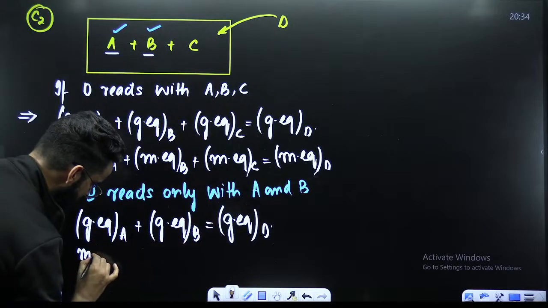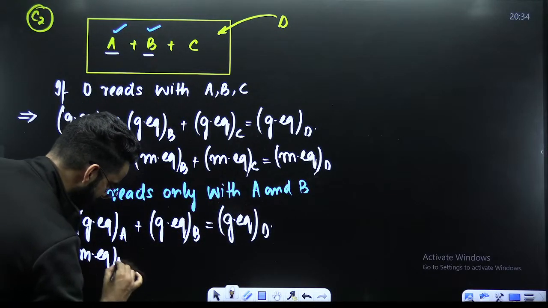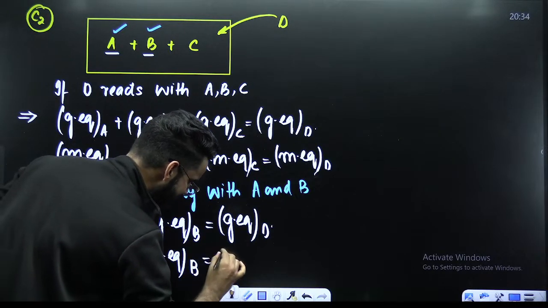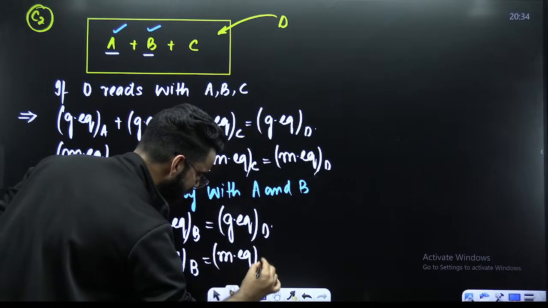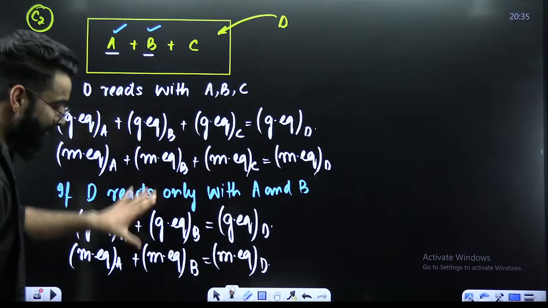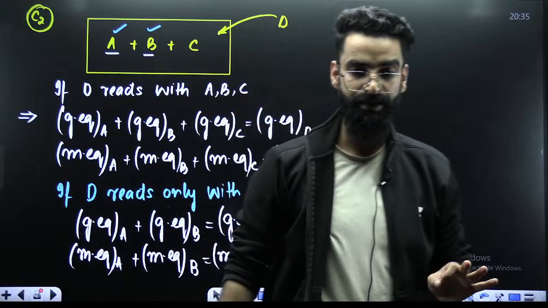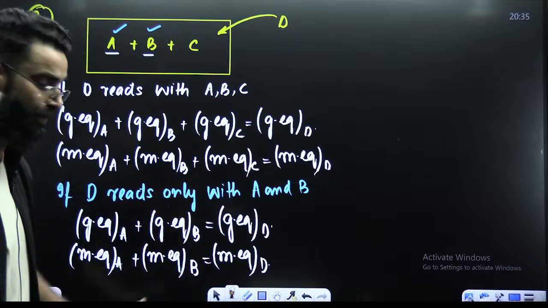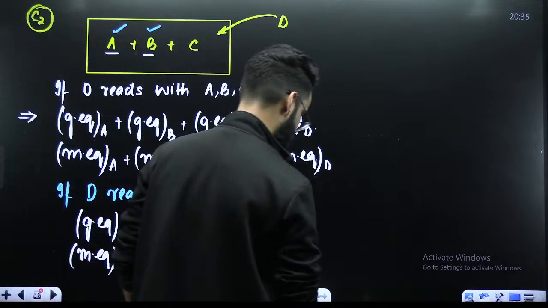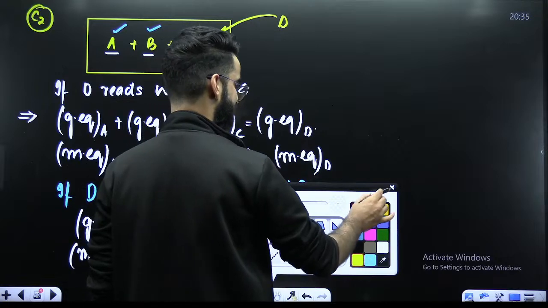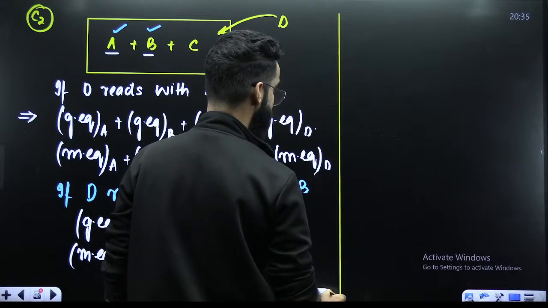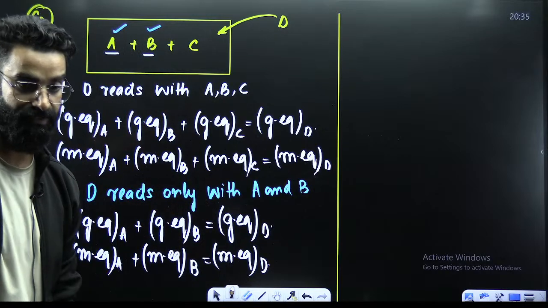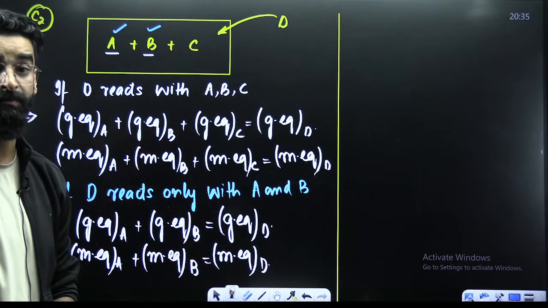Or you can write the statement in terms of milli equivalence. You can say milli equivalence of A reacted plus milli equivalence of B reacted has to be equal to milli equivalence of D reacted, right? From this particular slide, questions will be asked. Now, what kind of questions? Before showing you the variety of the questions, I would want you guys to remember certain n factors, which we have already discussed in the last session.